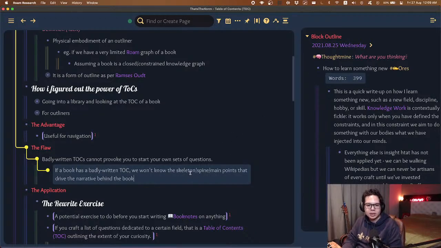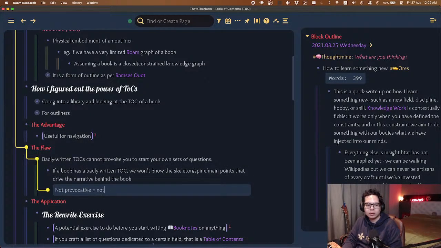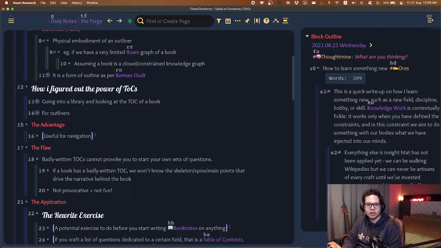Badly written TOCs. If they're not provocative, they're not fun.